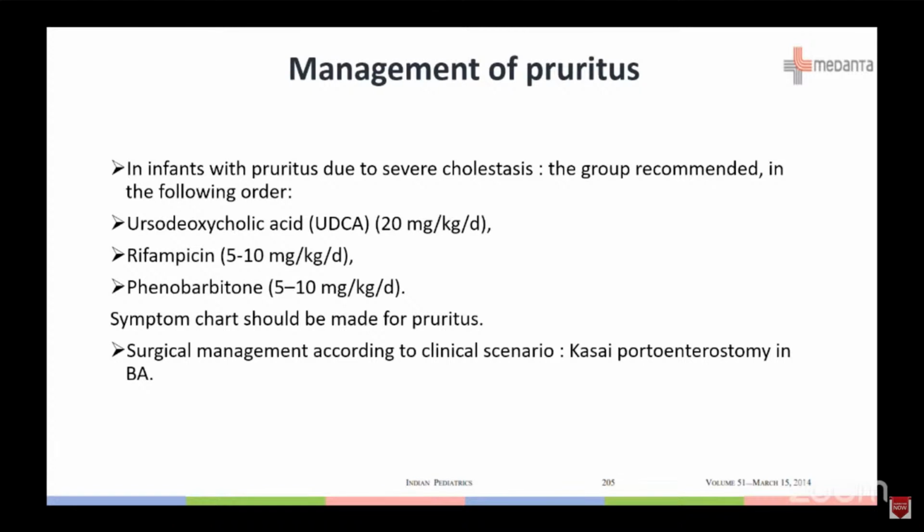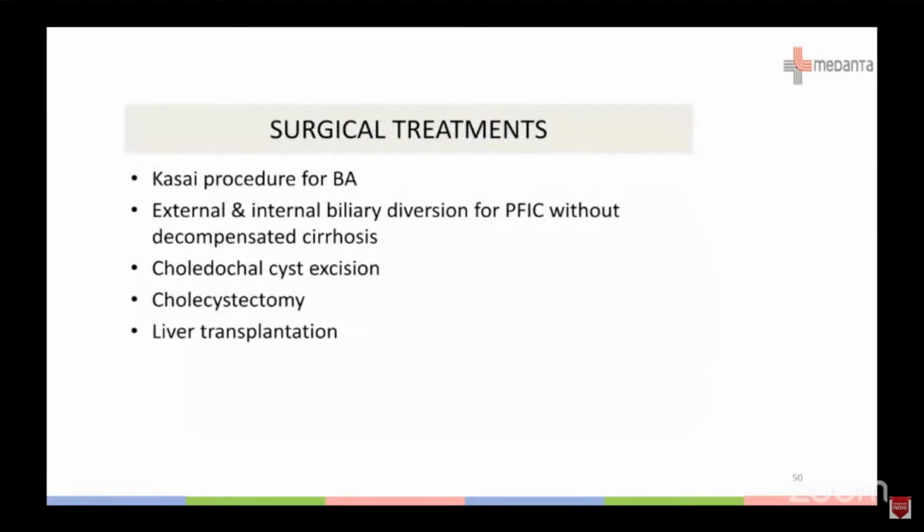Another important step of management is management of pruritus, because due to the cholestasis, many children start to have pruritus after the age of 6 months. The order should be ursodeoxycholic acid at a dose of 20 milligram per kg per day, followed by rifampicin at 5 to 10 milligram per kg per day, followed by phenobarbital at 5 to 10 milligram per kg per day. A symptom chart should be made for the pruritus.